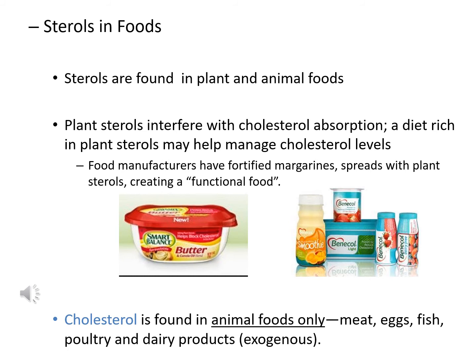By adding the plant sterols to these particular types of foods, they've created what we now refer to as a functional food. Now, cholesterol as a sterol is found only in animal foods. You'll find it in meat, eggs, fish, poultry, as well as dairy products. And this is referred to as exogenous cholesterol compared to the endogenous, which is the type that our liver makes. Cholesterol is not found in any type of a plant product. You won't find cholesterol in vegetable oils. You won't find cholesterol in any other type of a food unless it is an animal food.